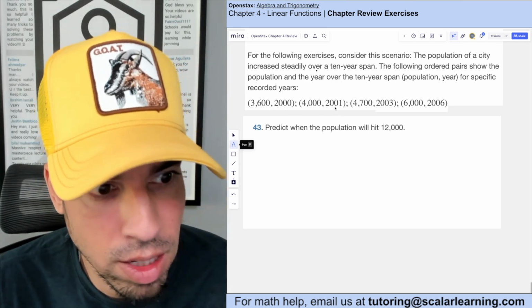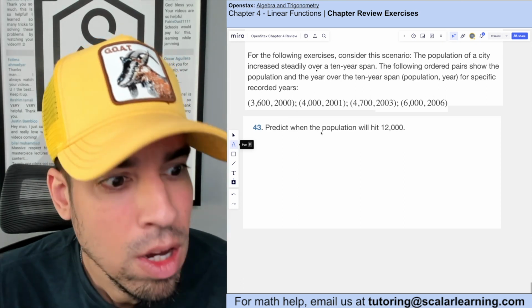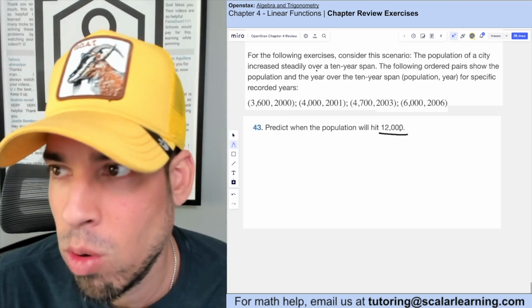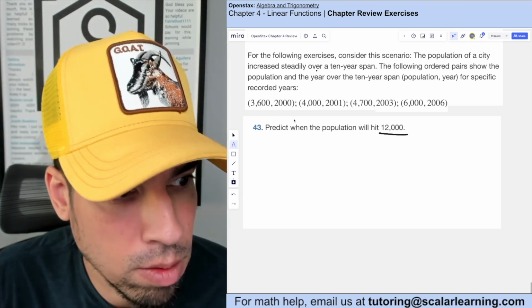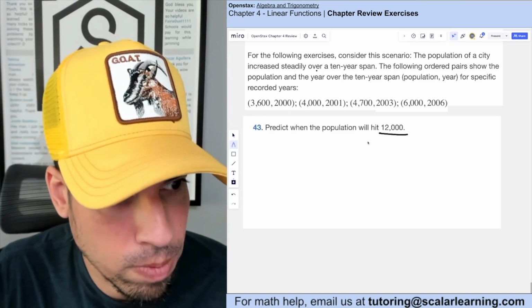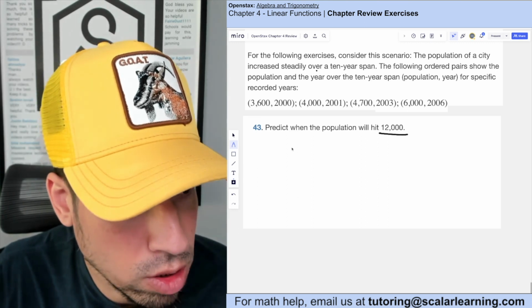For the following exercise, consider the population increasing steadily over a 10-year span, and these ordered pairs show the population and the year. That's the year second, population first. Then it says predict when the population will hit 12,000. So what we're going to do is create a linear equation.